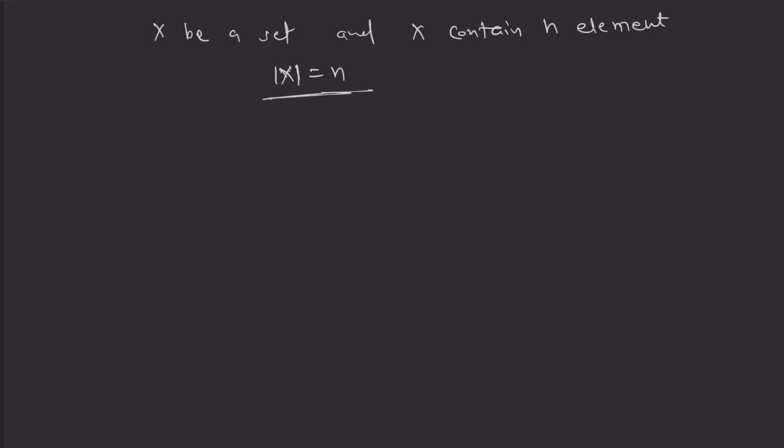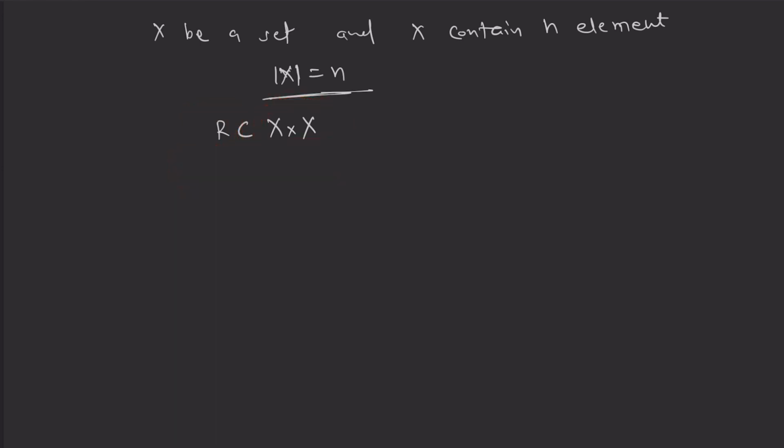So now we'll look at the number of relations defined on a set. Let X be a set, and X contains n elements. We'll define it like this: the number of elements in X is n. We know that our relation is a subset of the Cartesian product, and now I have to find how many relations I can define on this set.